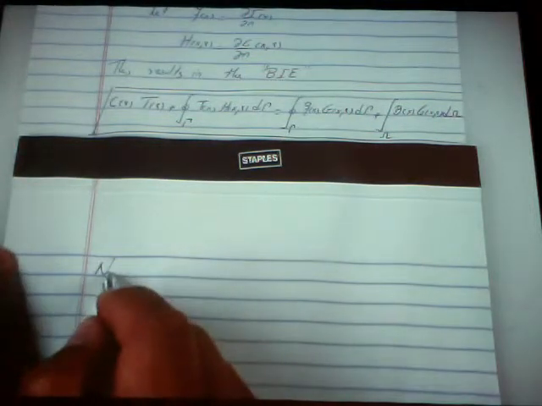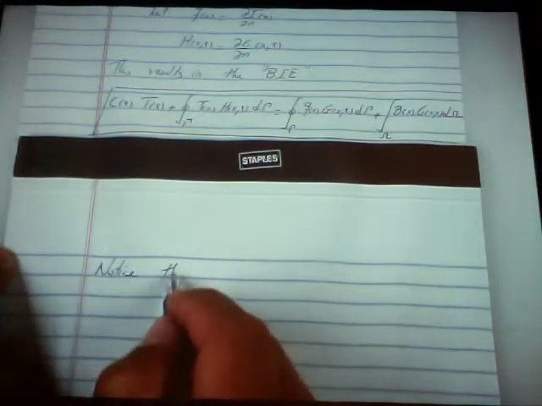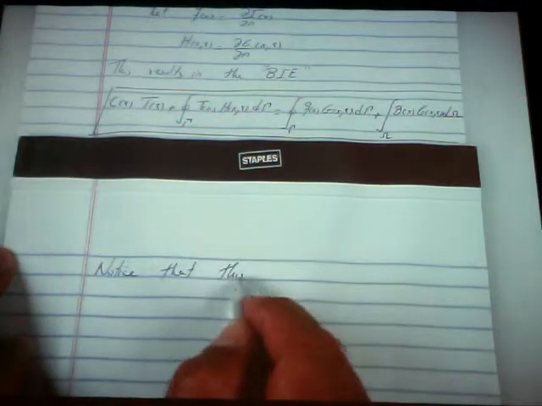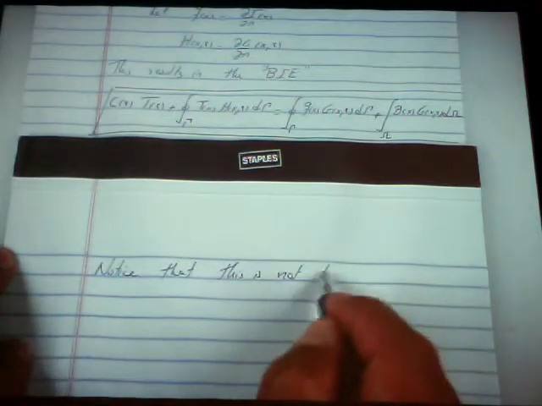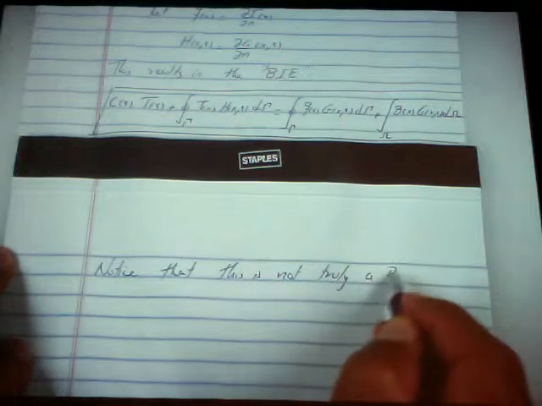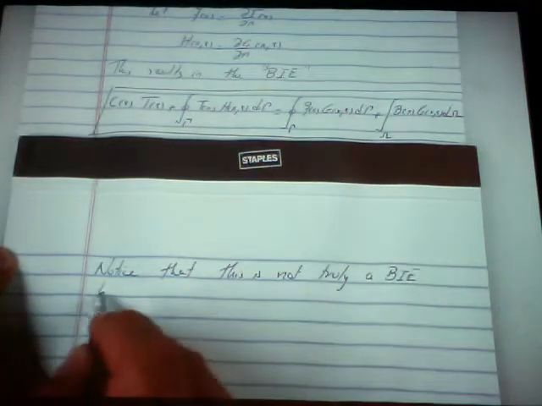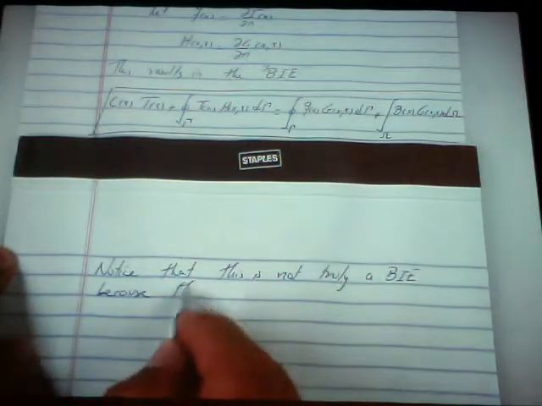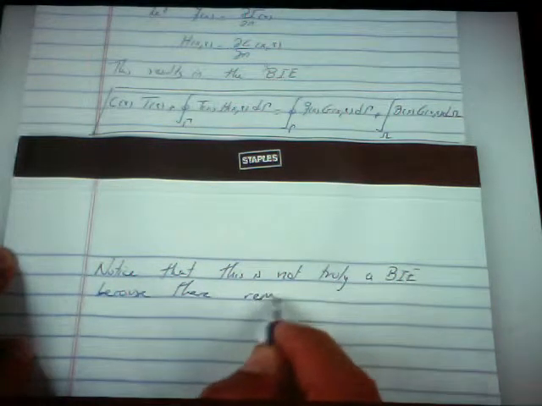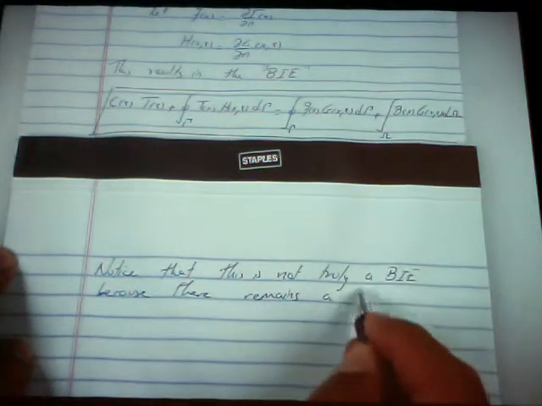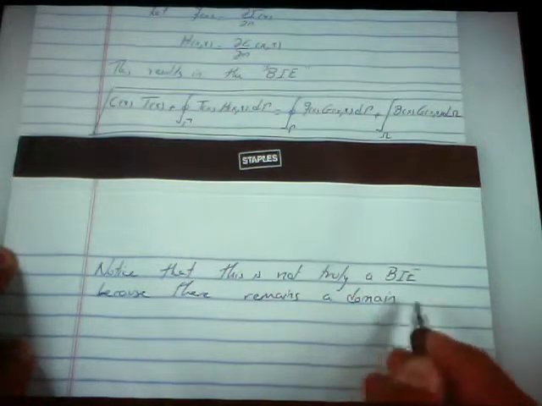Notice that this is not truly a BIE because there remains a domain integral.